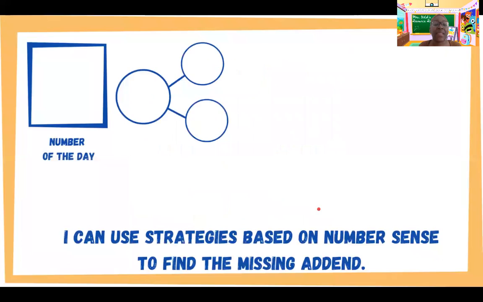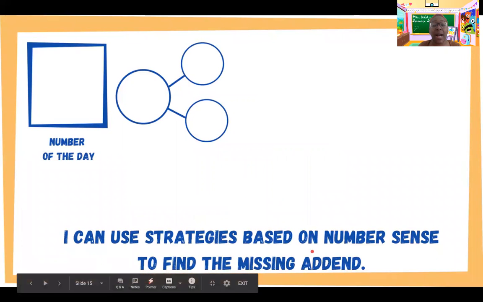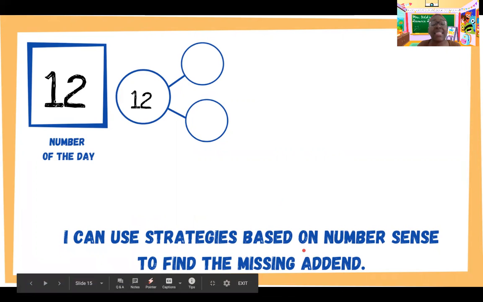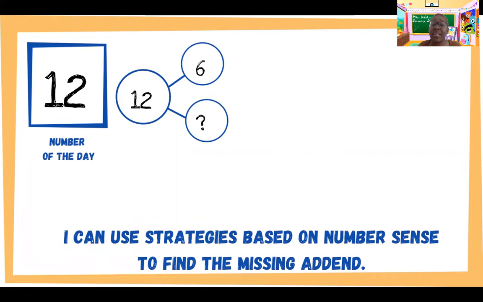Great job. All right, littles, here's your problem. Remember, this week we are focusing on finding the missing add-in. Our number for the day is 12, and it's going to go in the big space on our number bond because remember, the big space represents the total. One of the add-ins that we're going to use today is 6. That means we are looking for the missing add-in.